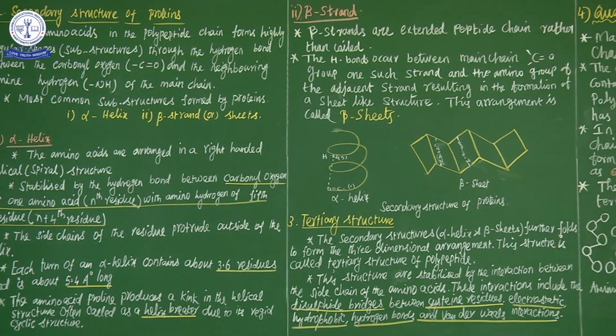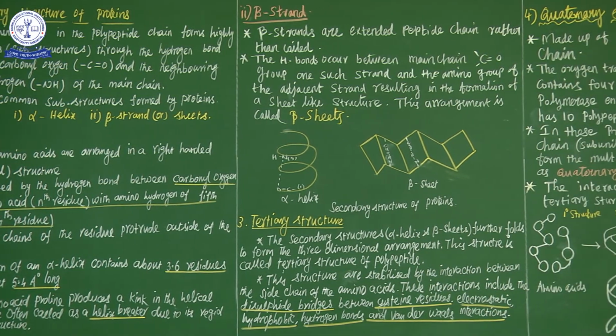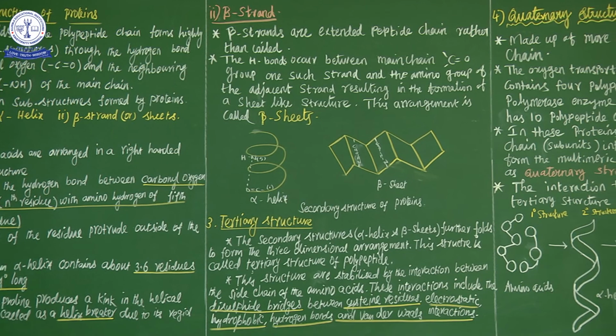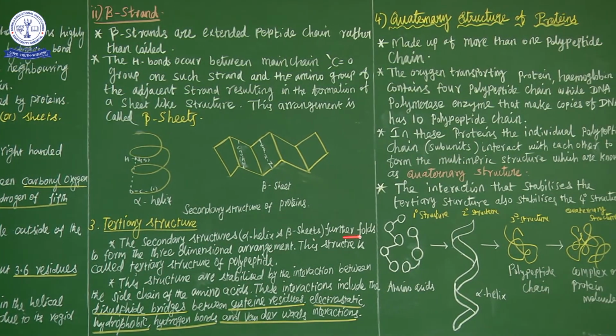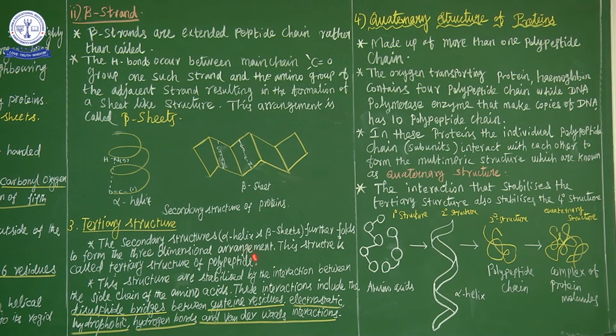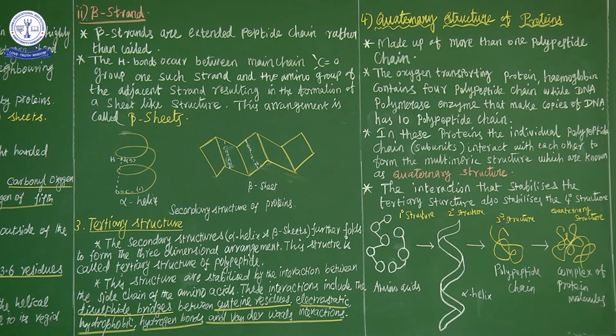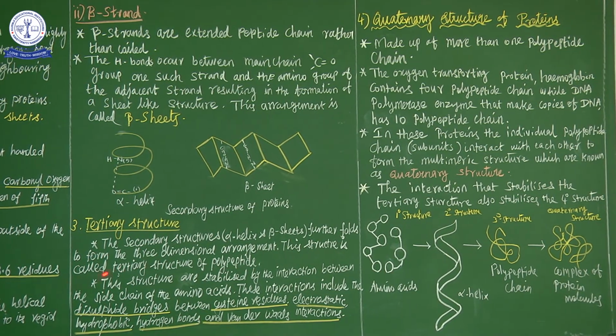In secondary structure, it is folded. So like an alpha helix form and beta sheet form. In tertiary structure, the alpha helix and beta sheets further fold to form a three-dimensional arrangement. So அது இன்னும் further fold ஆகுது. This structure is called the tertiary structure of polypeptide. So the structures are stabilized by the interaction between the side chains of the amino acids.